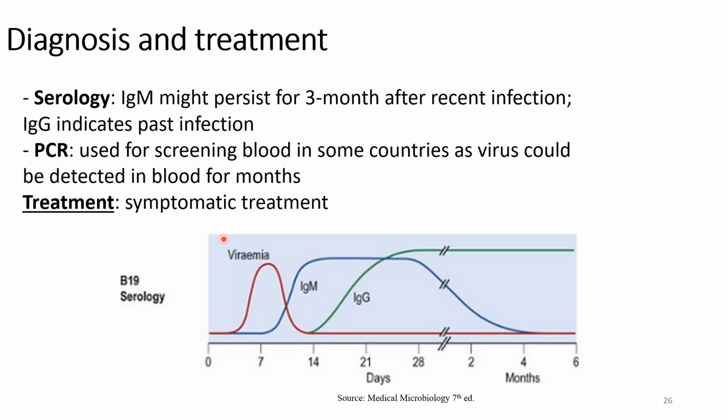Of course, to detect acute infection, PCR would be the ideal diagnostic test, and this is used for screening blood in some countries, as the virus could be detected in blood for a month. Okay, so this virus could be passed on in blood as well.